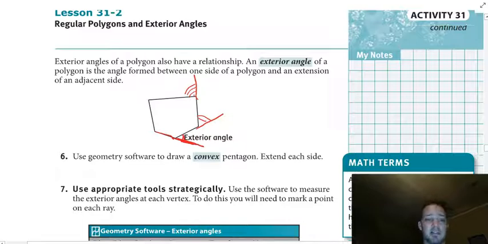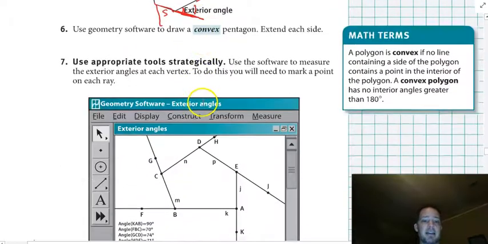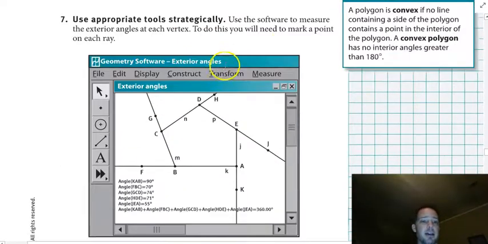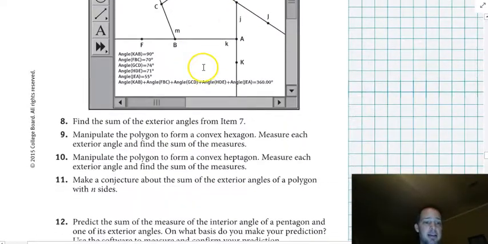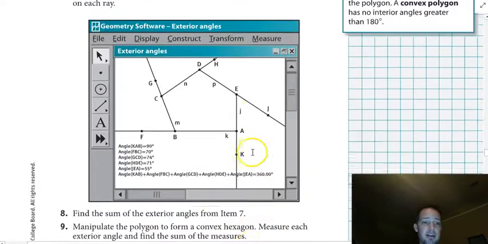If I extend this side, we create a bunch of exterior angles. And however many vertices there are, that's how many exterior angles there will be. So we have 1, 2, 3, 4, 5. This was a pentagon, so 5 sides, 5 angles, 5 exterior angles. It says use geometry software to draw a convex polygon, extend each side, and then let's explore what happens with these. We're going to find the sum of the exterior angles right here.